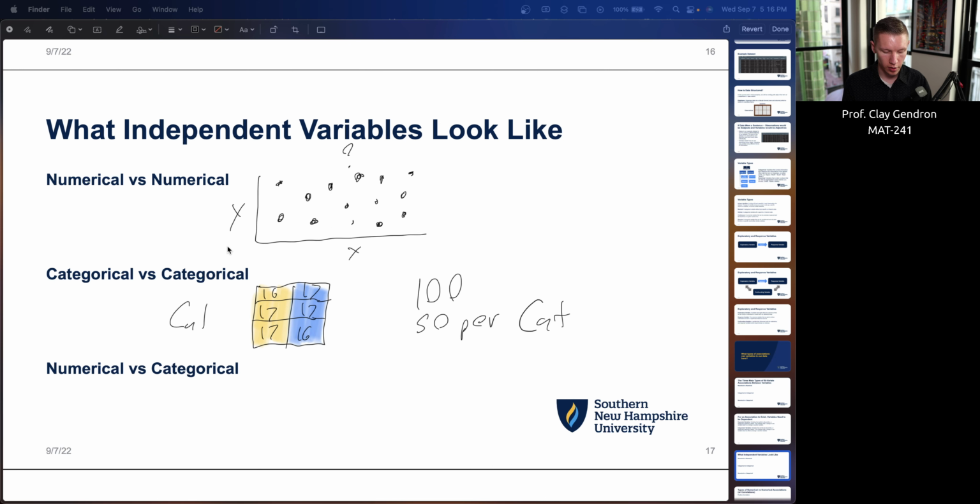Let's say this is category 1. It doesn't impact where you fall in category 1. It's completely random. There's a completely even distribution among the two categories.